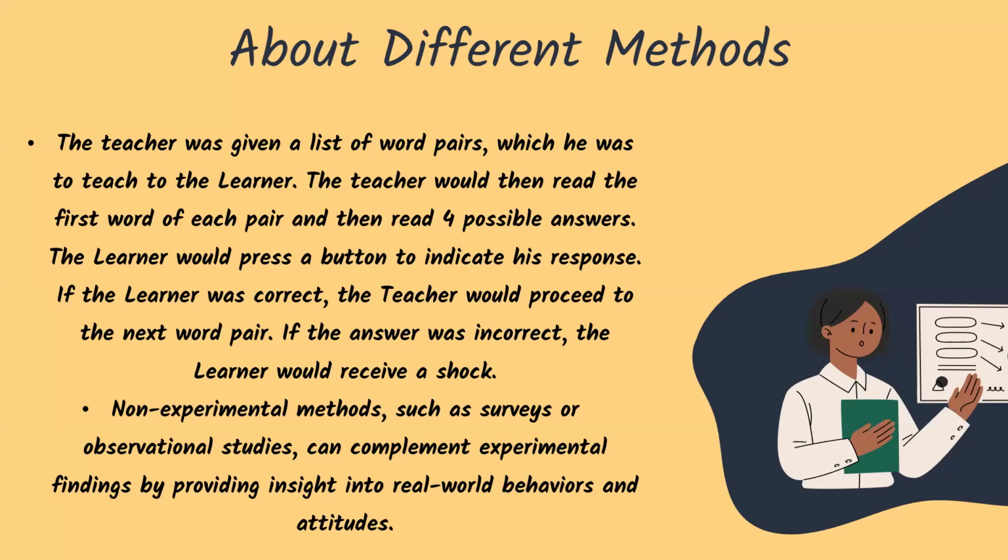About different methods, the teacher was given a list of word pairs which had to be taught to the learner. The teacher would then read the first word of each pair, then read four possible answers. The learner would press a button to indicate his response. If the learner was correct, the teacher would proceed to the next pair. If the answer was incorrect, the learner would receive a shock. So that's the method used by them. In non-experimental studies such as surveys and observational studies, they can complement experimental findings by providing insight into real-world behaviors and attitudes.